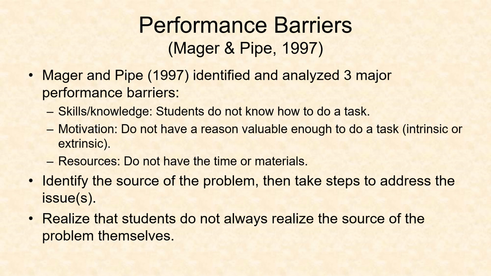And Mager and Pipe said, well, look at whatever the student is doing and look through this lens. It could be a skills or knowledge deficiency. Maybe the students don't know how to perform a particular task, and that can be a barrier to them. Maybe it's a motivational issue. Maybe they don't have a sufficient enough reason to see enough value in the task, whether it's an intrinsic reason or we're not rewarding them enough extrinsically, but somehow it's a motivational issue.